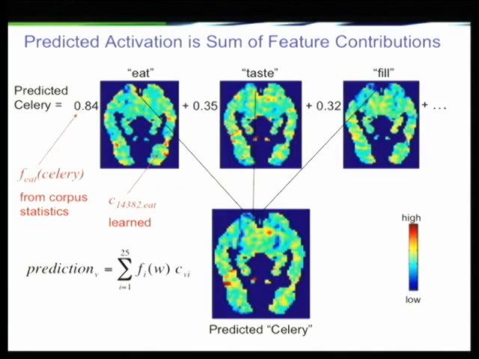And the model has about 500,000 parameters, because for each of the 25 verbs, there are 20,000 voxels whose coefficients need to be learned. And it's basically a big multiple regression problem. Okay. So that's the form of the model.